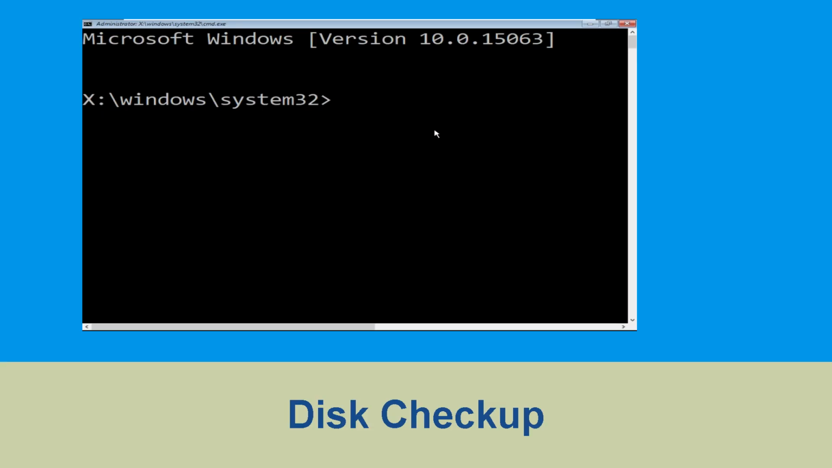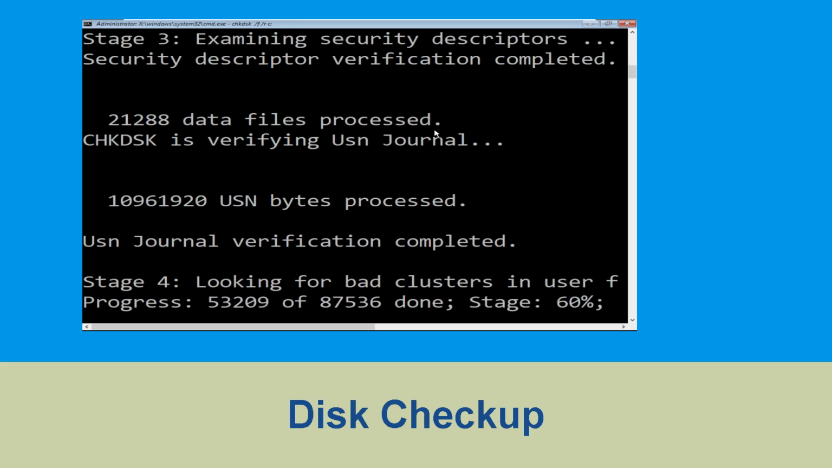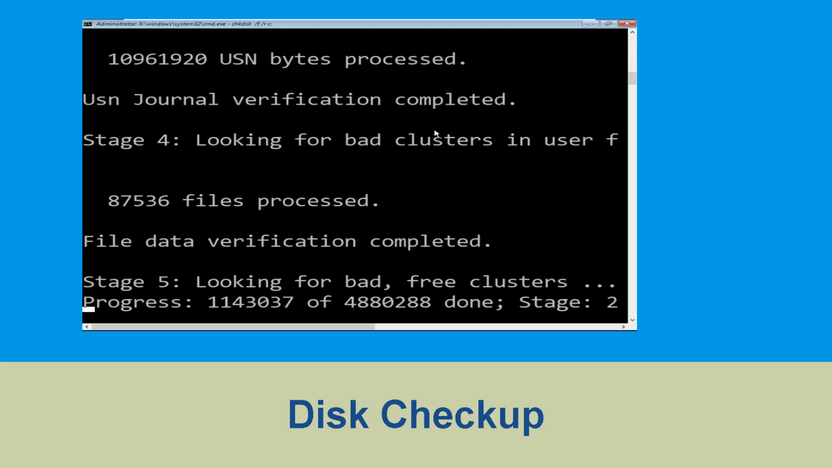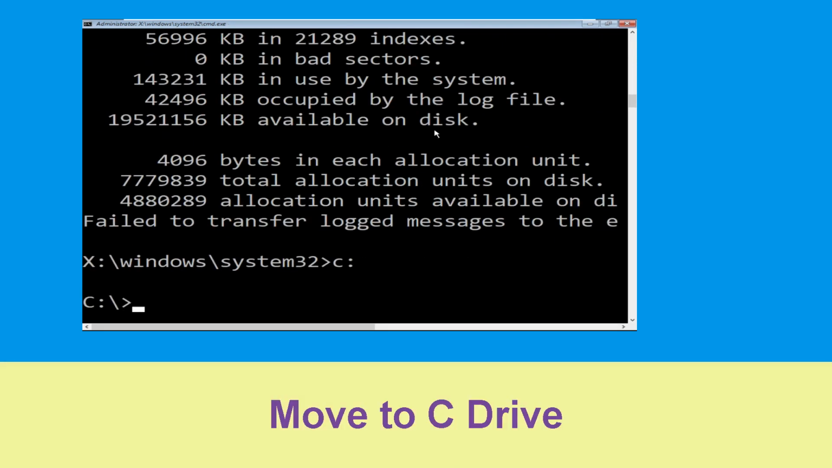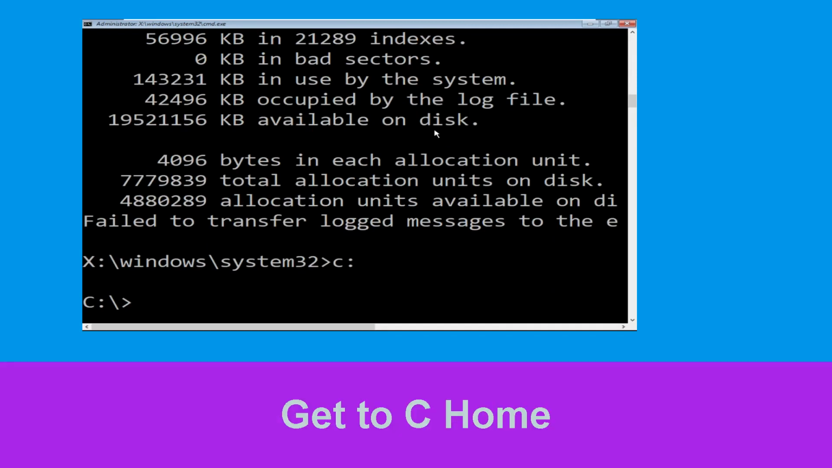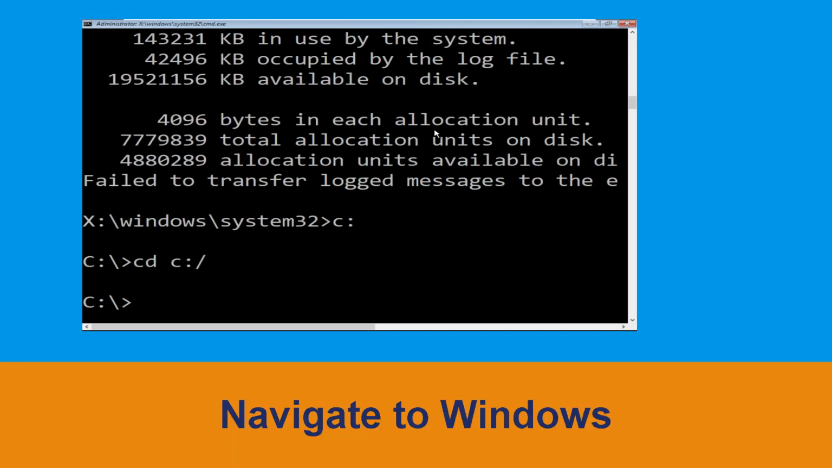Now execute this command carefully. Type chkdsk /f /r /c: and hit enter to execute this command. Type c: and hit enter to execute the command. Now we need to type cd space c: and hit enter to execute.